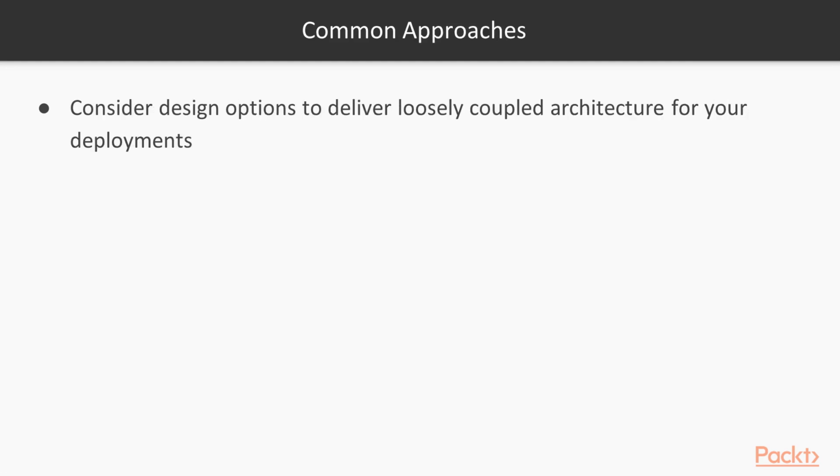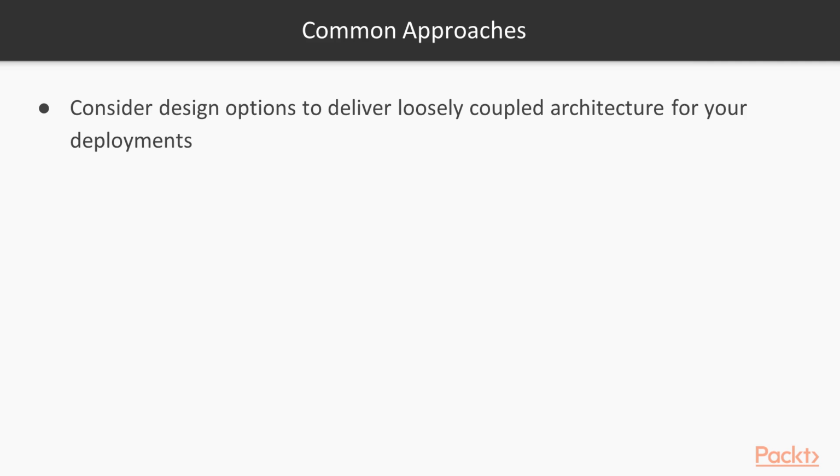Now, there are some common approaches when you're looking at deploying applications in the cloud, and you need to consider design options that will help you deliver loosely coupled architectures for your deployment. You don't want too many dependencies in the actual deployment process, or even indeed between application components. You want to ensure that these are all loosely coupled so that you don't have a single point of failure.